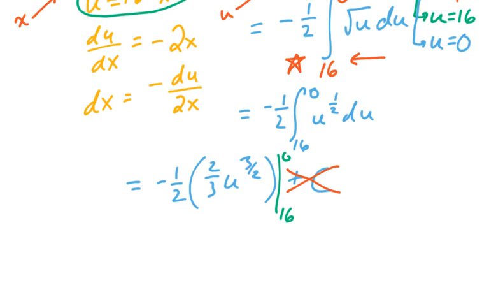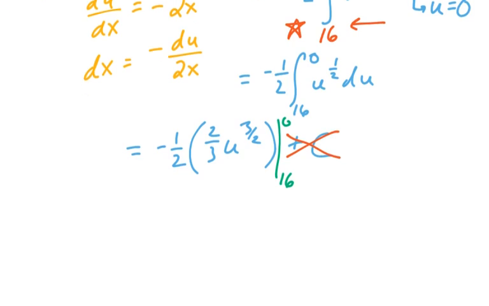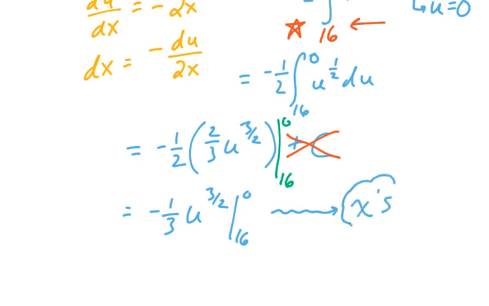Now, here's the interesting thing. First, let me go ahead and simplify these fractions that we have here, friends. This becomes negative 1/3 u to the 3/2. I'm going to evaluate from 16 to 0 from our integral. Now, what we did before when this was an indefinite integral is we would change this back into x's, because our final answer needed to match the variable that we started with. We started with x's, we need to end with x's. But not here. Remember, we put all this hard work into changing these numbers into u's. So if it's okay with you, let's not change back to x's. You are good to go.